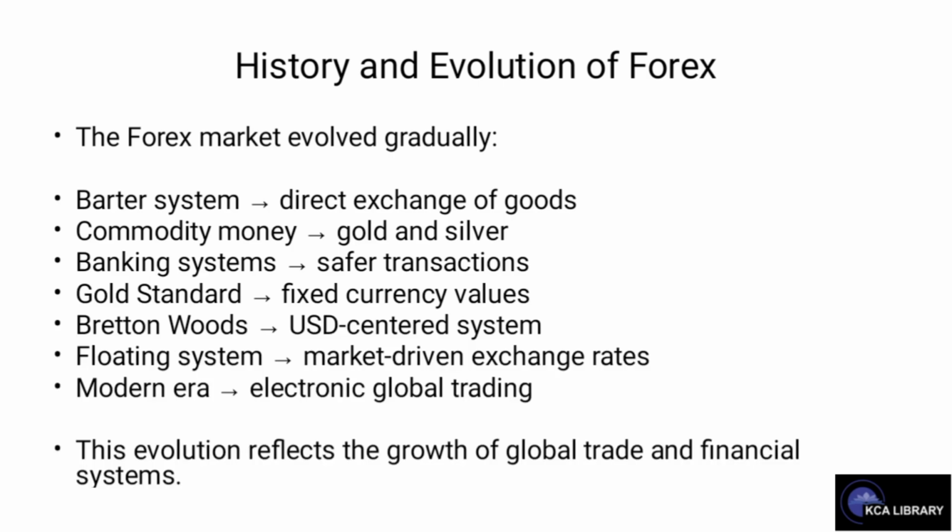Let's look quickly at the history and evolution of forex. How did it come about? Forex started with the barter system, where there was direct exchange of goods. From there, it moved to commodity markets, where gold and silver were exchanged for goods. Then gradually, it moved on to the banking system, where some persons held on to goods or properties for other people. Then it moved on to the gold standard, where there were fixed currency values, like using cowrie.